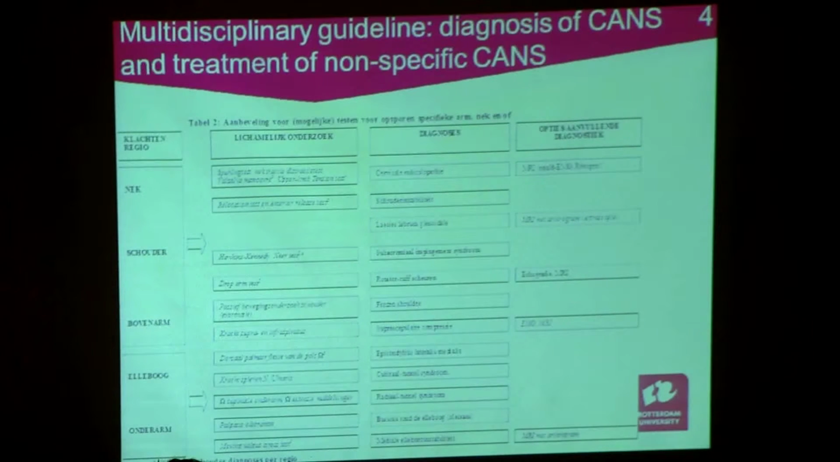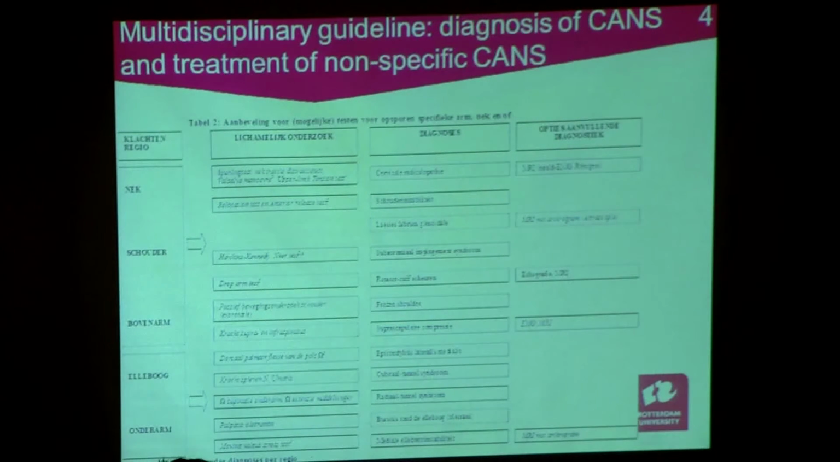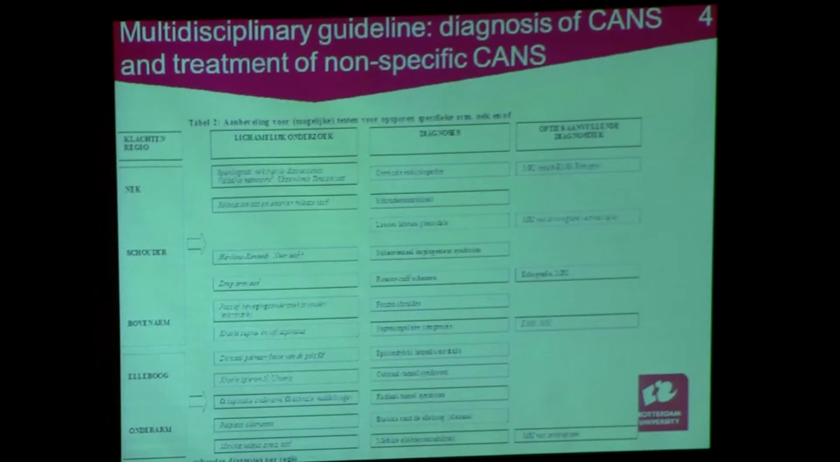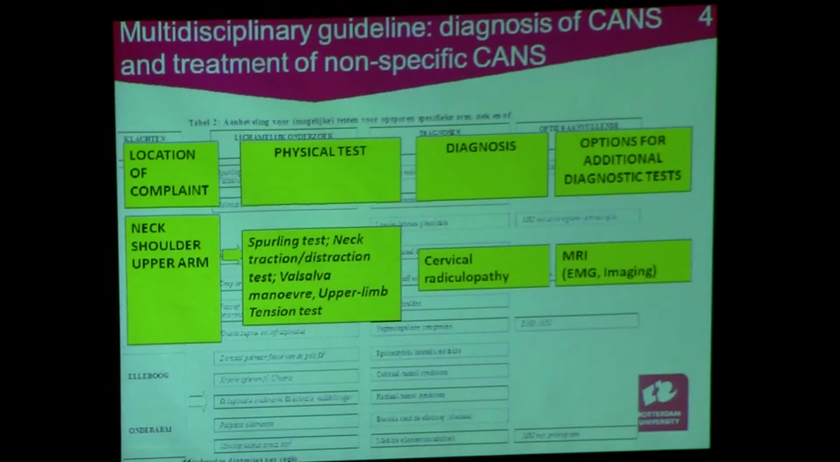So this is an example of the diagnostic tests we included in this guideline, and I will enlarge this bit so you can have a look at how we came up with a scheme for the diagnosis and for the use of physical tests for the diagnosis of the different specific disorders. And we included only the tests that had sufficient sensitivity or specificity to contribute to this diagnosis. So all other tests that didn't have enough evidence for sensitivity or specificity, we excluded.